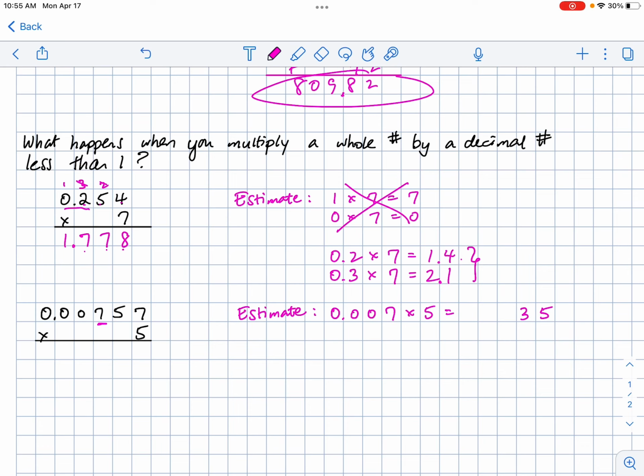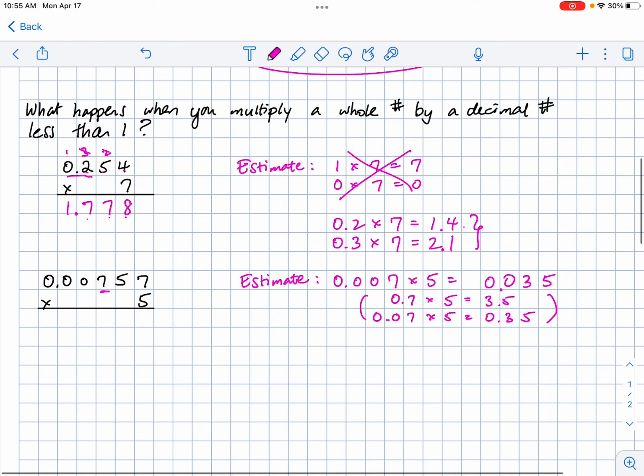So I know that because I'm multiplying by 7 thousandths, it's going to be 0.035. How did I do that? Well, I know that 7/10 times 5 is going to be 3.5. And I know that 7/100 times 5 is going to be 35/100. That's how I know that. Okay, so I'm just going to leave it at that. I know that my estimate is going to be around 35 thousandths.